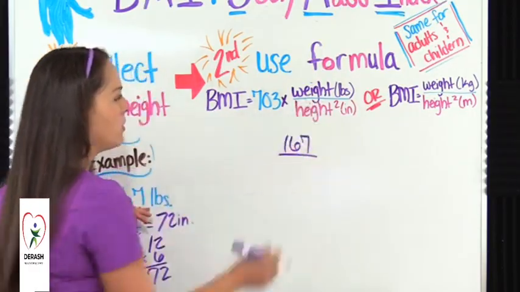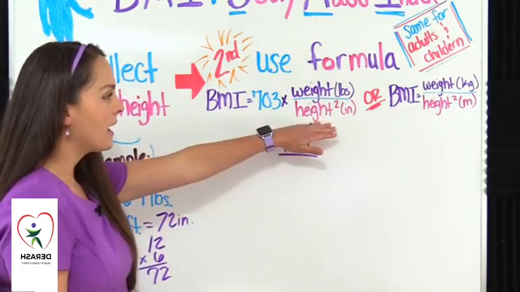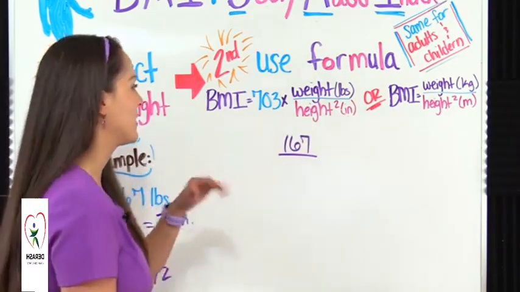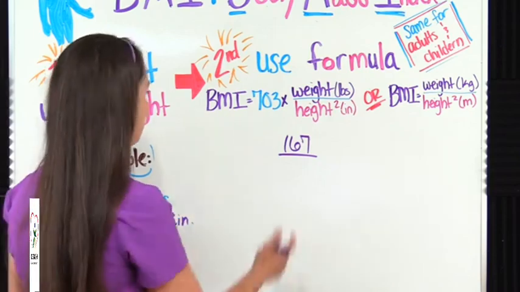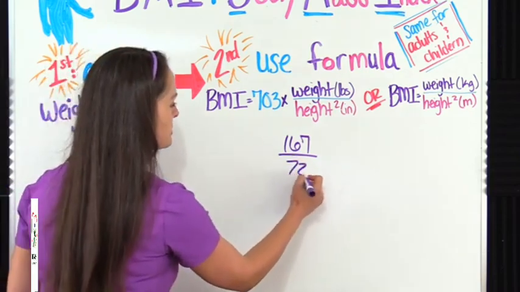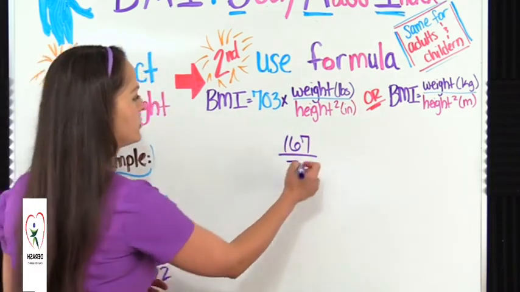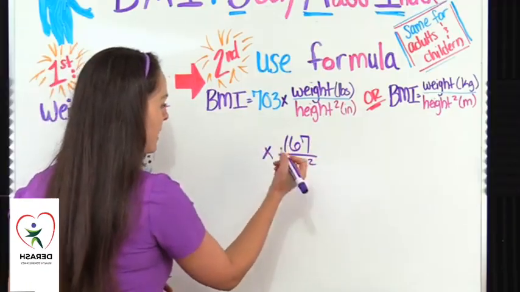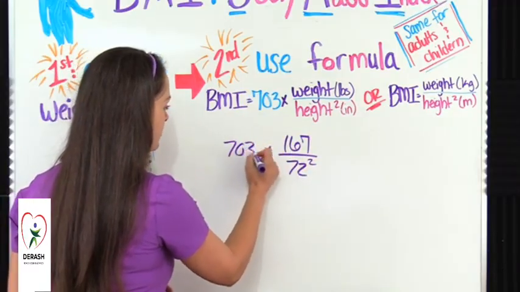167. And we are going to divide that by the height in inches, but it's going to be squared. So don't forget to bring down your square part because that's a part you could easily forget. So we're going to put in 72 inches. That's what we just figured out with our conversion. And we're going to square that, so we're going to put a little 2 there to remind us. And we're going to multiply that by 703.